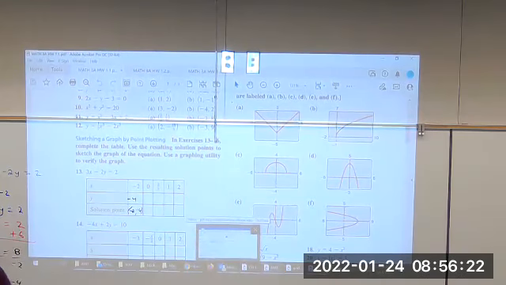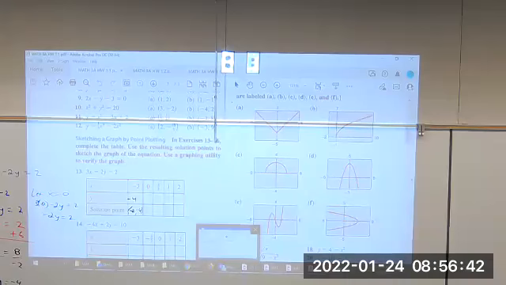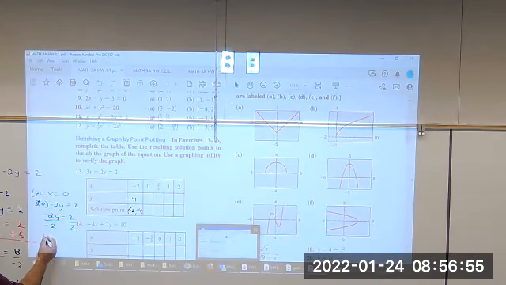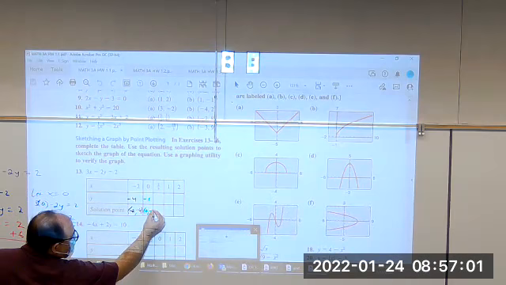X is 0. So 3 times 0 minus 2y equals 2. 3 times 0 is 0. So all we have left is negative 2y equals positive 2. So divide both sides by negative 2. So the y value is negative 1. So x is 0, y is negative 1.